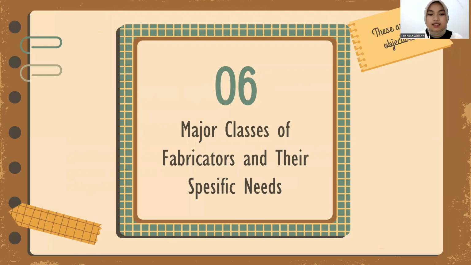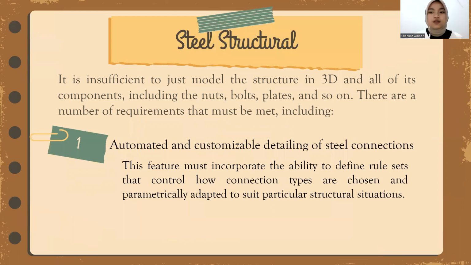The sixth is major classes of fabricators and their specific needs. The first class is steel structural. It is insufficient to just model the structure in 3D and all of its components, including the nuts, bolts, flats, and so on. There are a number of requirements that must be met, including 1.